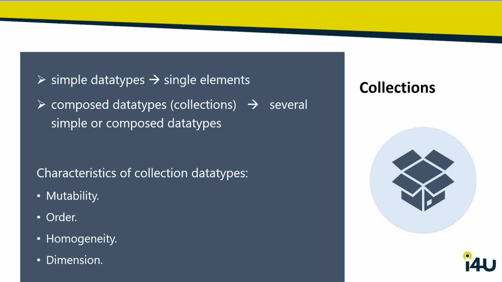Nevertheless, there are a set of common characteristics: mutability, which refers to the possibility of modifying the items of the collection after its initialization; order, which indicates if the order of the elements is or is not relevant to the user; homogeneity. Elements in homogeneous collections belong to the same data type, while elements in heterogeneous collections could belong to different data types; dimension, which is a characteristic of array-type collections and indicates the number of dimensions of the collection: 1D, 2D, 3D, etc.